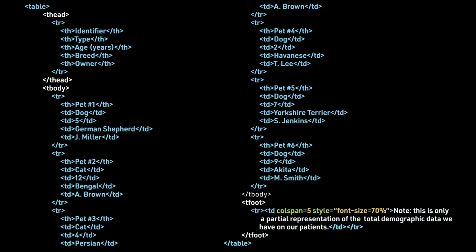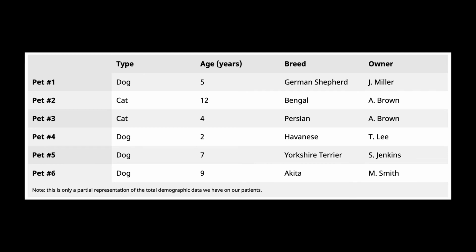And it contains ancillary information that indicates that this is only a partial representation of all the demographic data that are included about the patients at this veterinary practice. This code would display like this. To someone using a screen reader, the thead, tbody, and tfoot elements help with accessibility by identifying the header row, the main content, and the footer of the table.